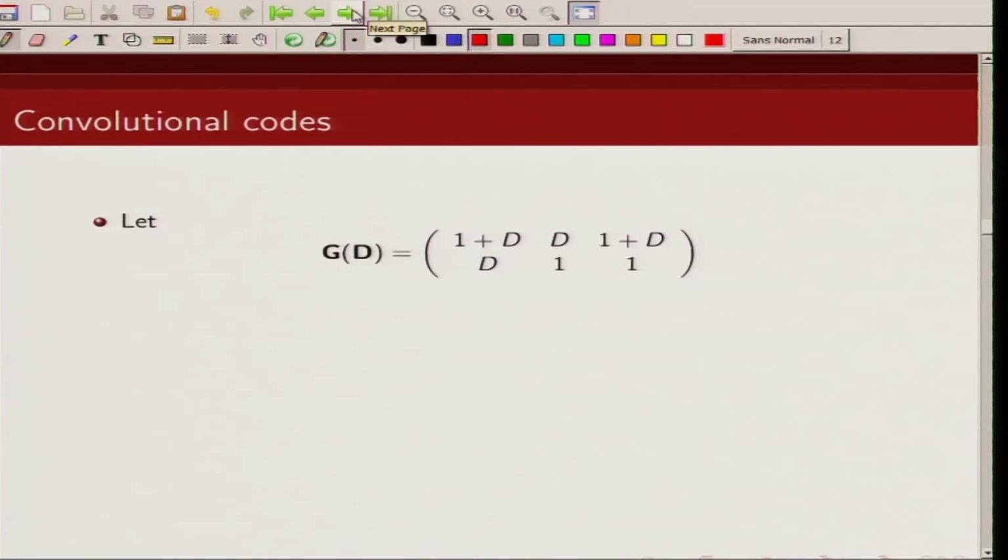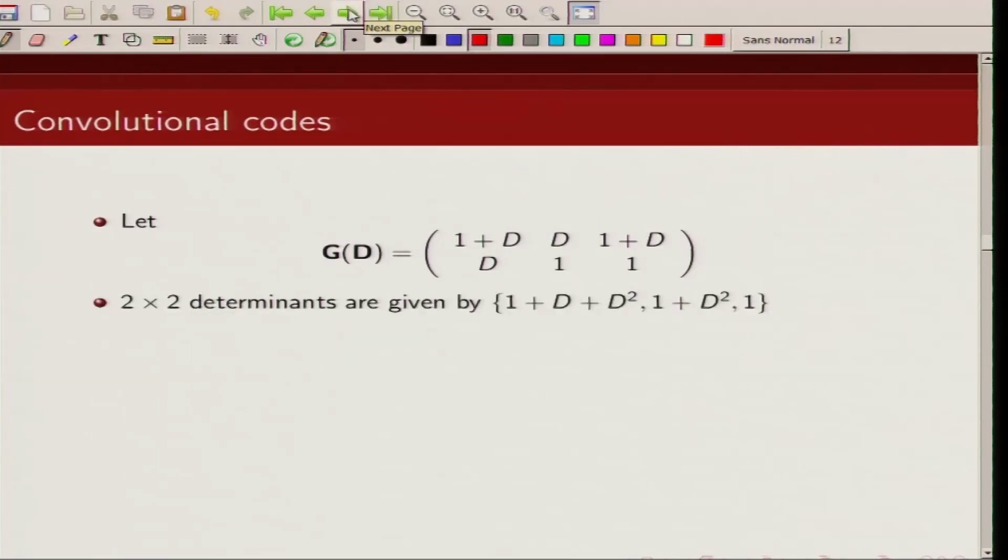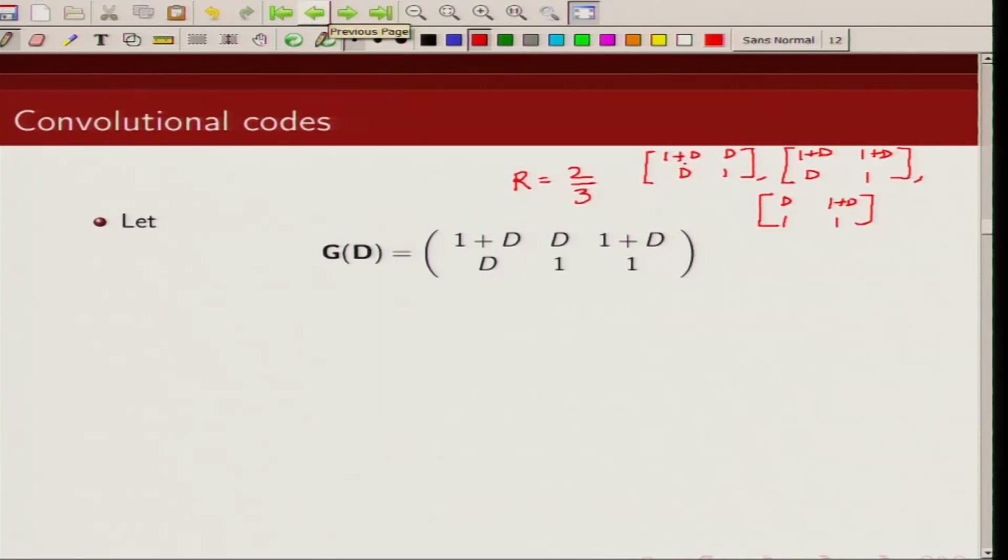Now, let us look at an example for rate r equal to 2 by 3. In this case we first have to find the determinant of all 2 cross 2 submatrices. So, what are those 2 cross 2 submatrices? One of them is 1 plus D, 1; the next one is 1 plus D, 1 plus D, 1; and the third one is D, 1 plus D, 1. So, these are the 3 2 cross 2 submatrices.